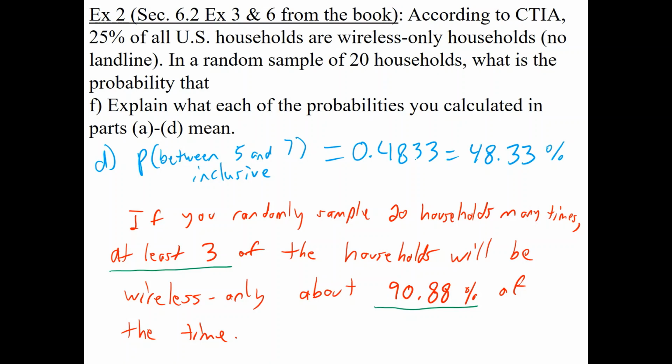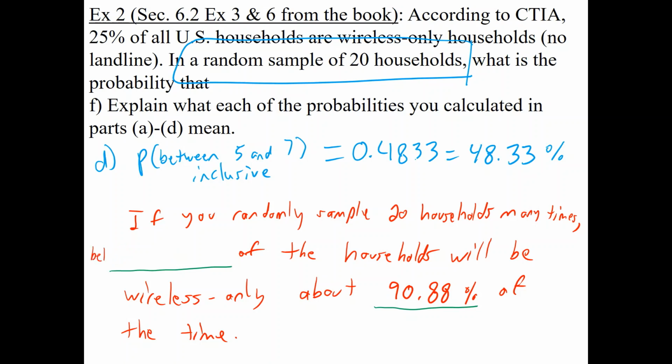So what does that mean? Again, same thing. If you do whatever we're doing in this problem many times, so if you randomly sample 20 households many times, so I guess over here I have to write between 5 and 7 of the households. I gotta get the word inclusive in there too, so a little more room.